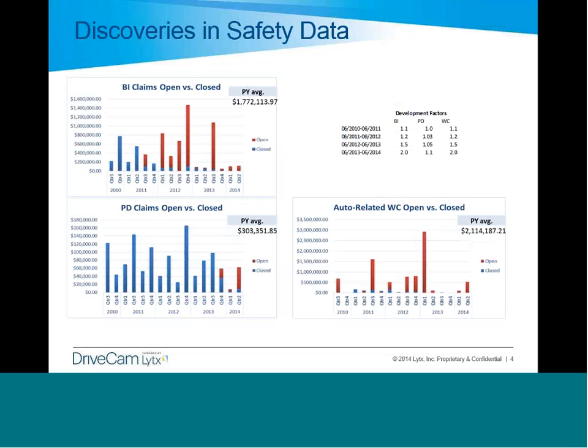So what we have here in these charts is an analysis of, in the upper left, bodily injury, property damage on the bottom left, and auto-related workers' comp on the bottom right. And it shows that in bodily injury and the workers' comp, they do have a lot of open claims in this fleet, so there is a large potential for growth and risk of incurring more costs.